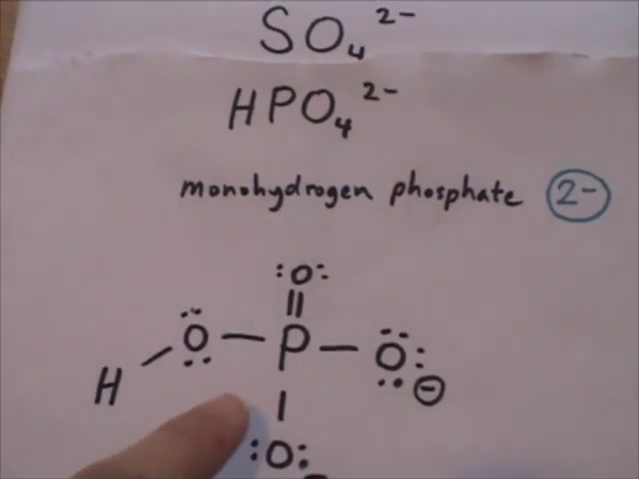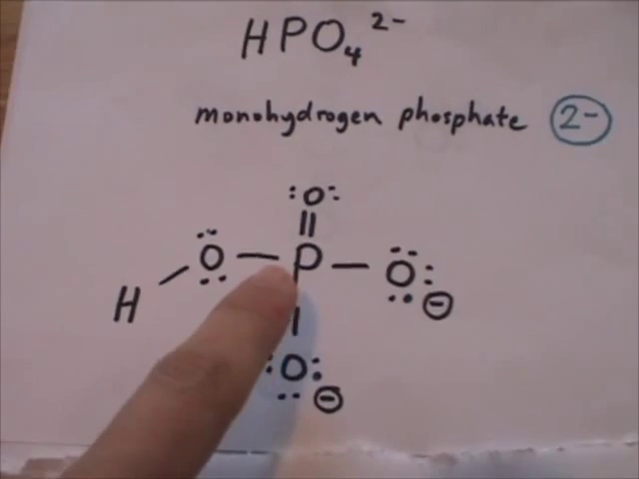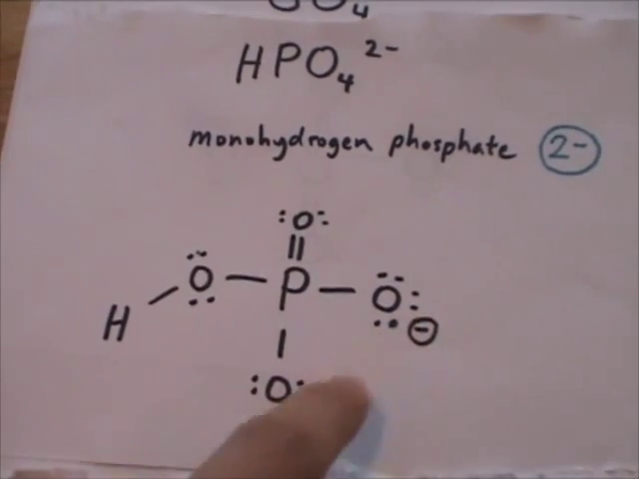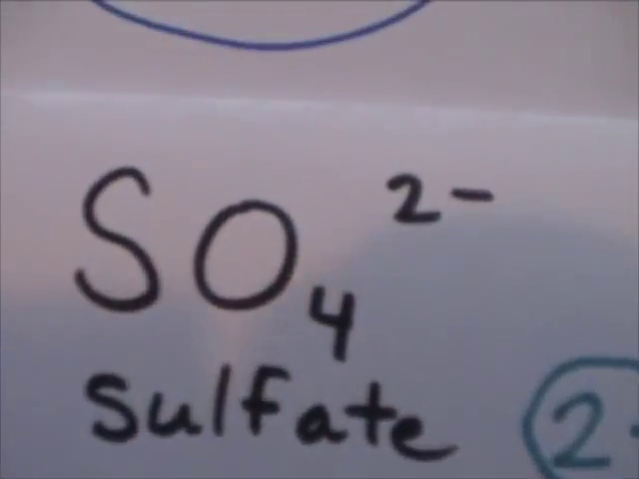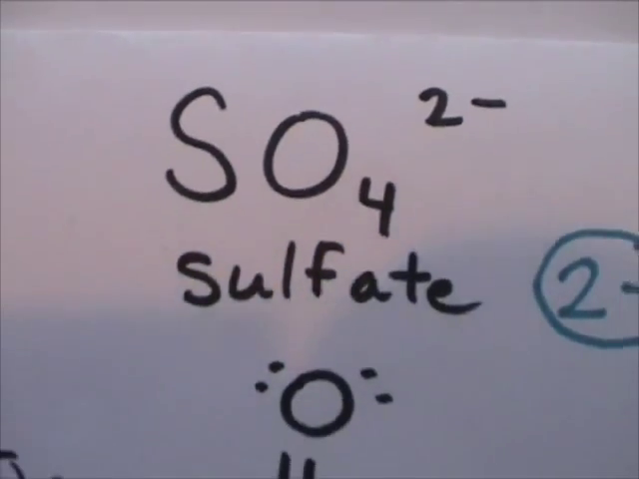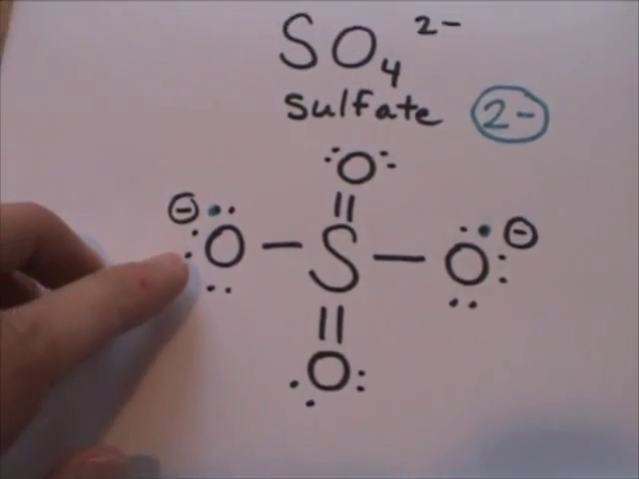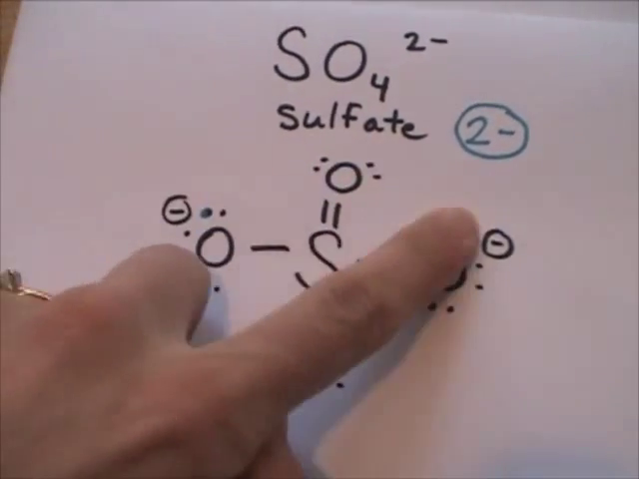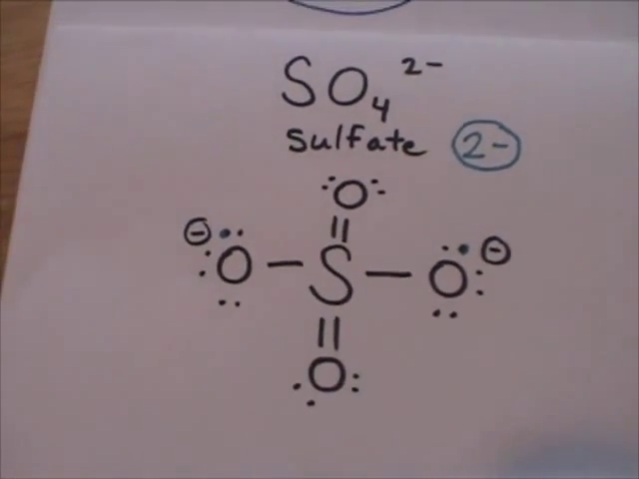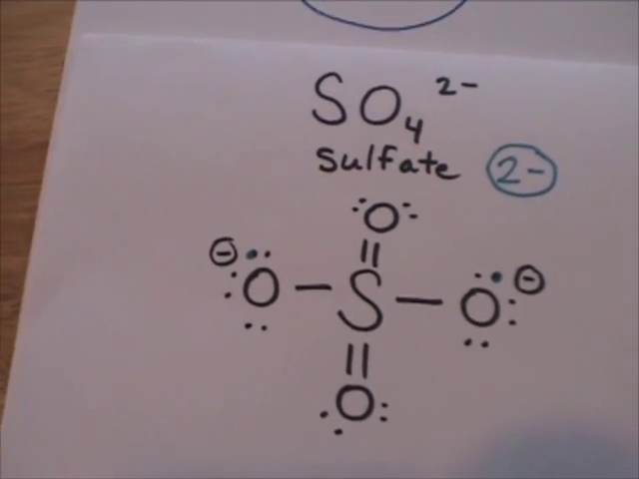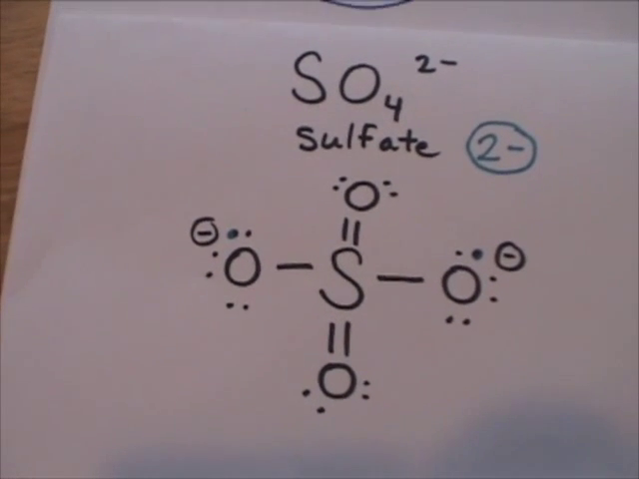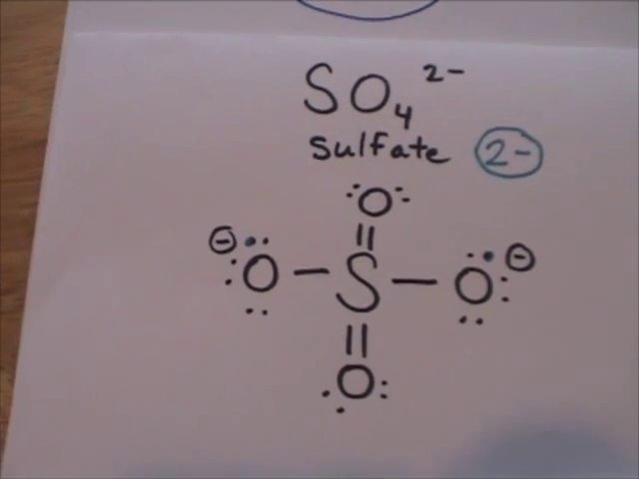HPO4 2- is monohydrogen phosphate, has a 2 minus, HPO4 2-. SO4 2- is sulfate. SO4 2-, sulfate. It's a common polyatomic anion. So when you see Na2SO4, you would know that, oh, well, there are 2 Na cations to 1 SO4 2- anion.